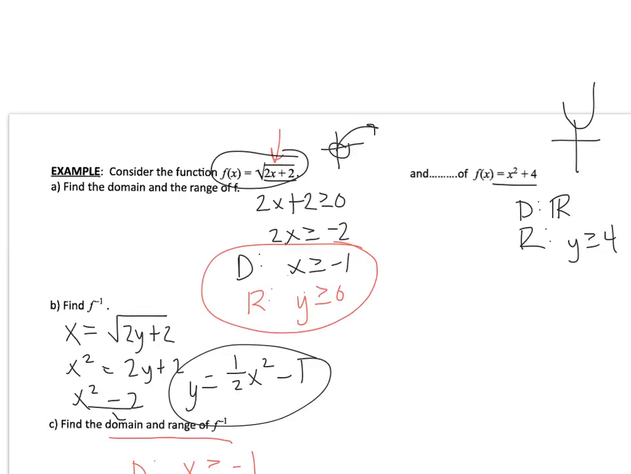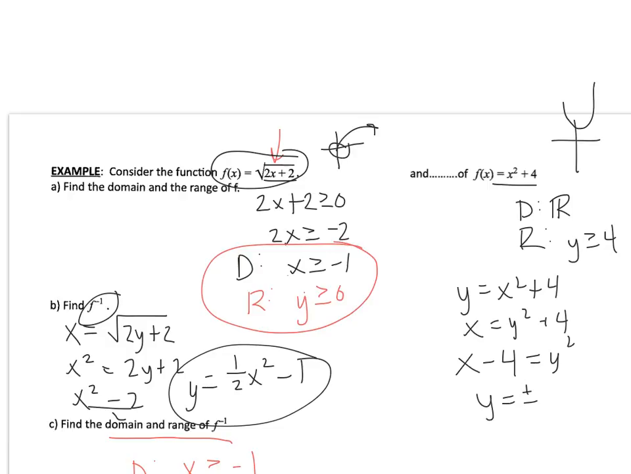So to find f inverse, this means f inverse. I'm going to flip around. First I'll write it like this. Then I'm going to swap the x and the y. Then I'm going to solve for y. So x minus 4 equals y squared. Y equals plus or minus, because we're taking the square root of the squared, x minus 4. That's a square root function.